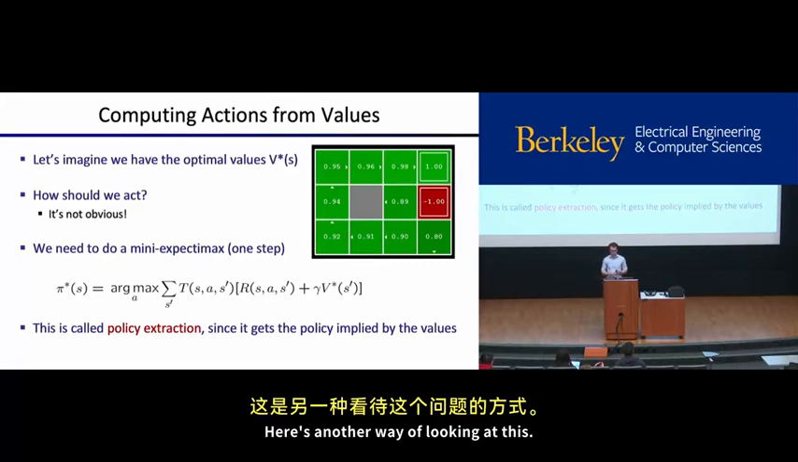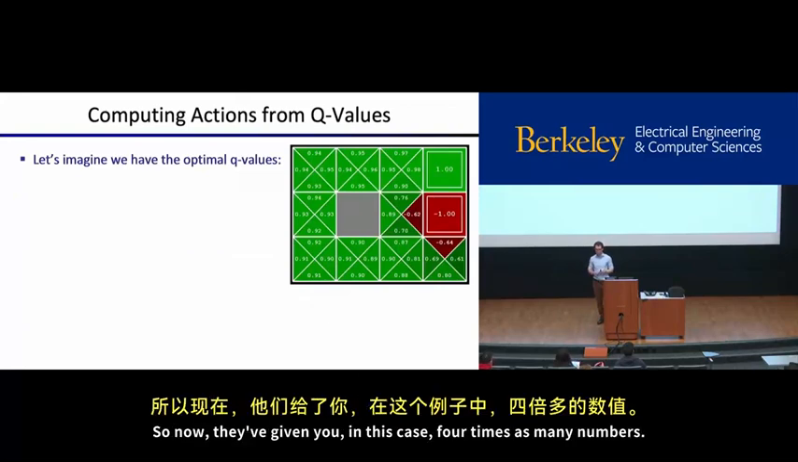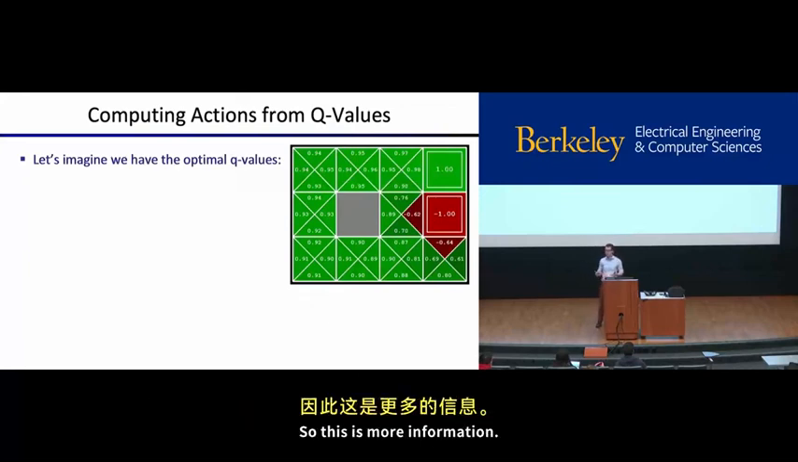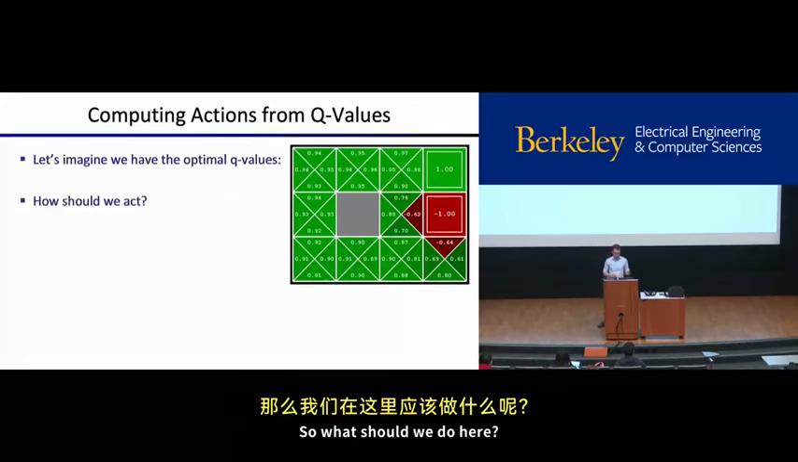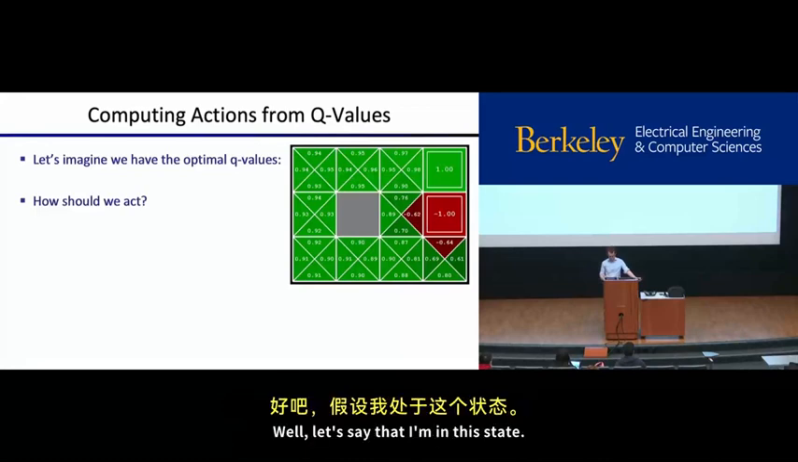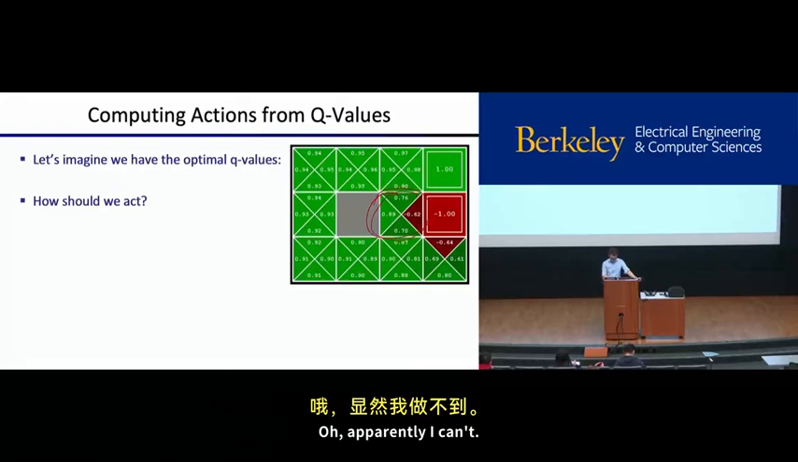Here's another way of looking at this. Imagine someone gives you the q values instead of the v values, right? So now they've given you, in this case, 4 times as many numbers. So this is more information. Maybe it means we will get to do less compute. All right, so what should we do here? Well, let's say that I'm in this state, right? I can even draw that in a color that's readable. Oh, apparently I can't. All right, here's blue.